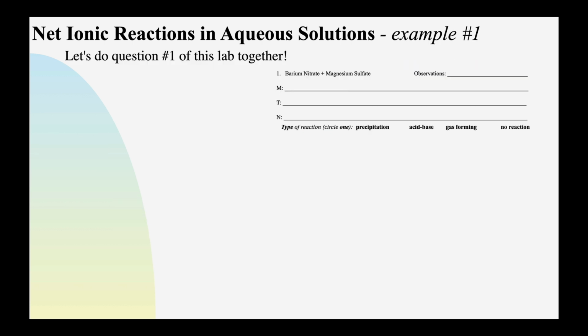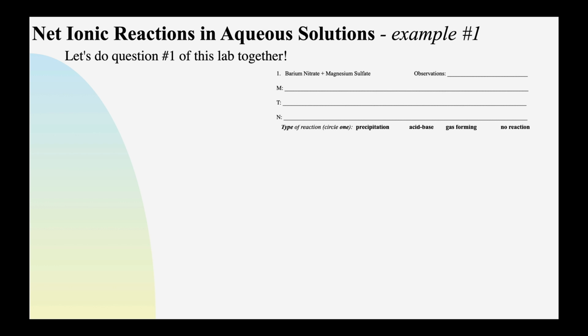So let's do some of the actual questions in this lab together. I want to kind of show you how this works out. So let's do question number 1. In the Net Ionics lab, you can see it says barium nitrate plus magnesium sulfate. Then there's an observations entry to the right. Then under that, there's an M, a T, and an N line.